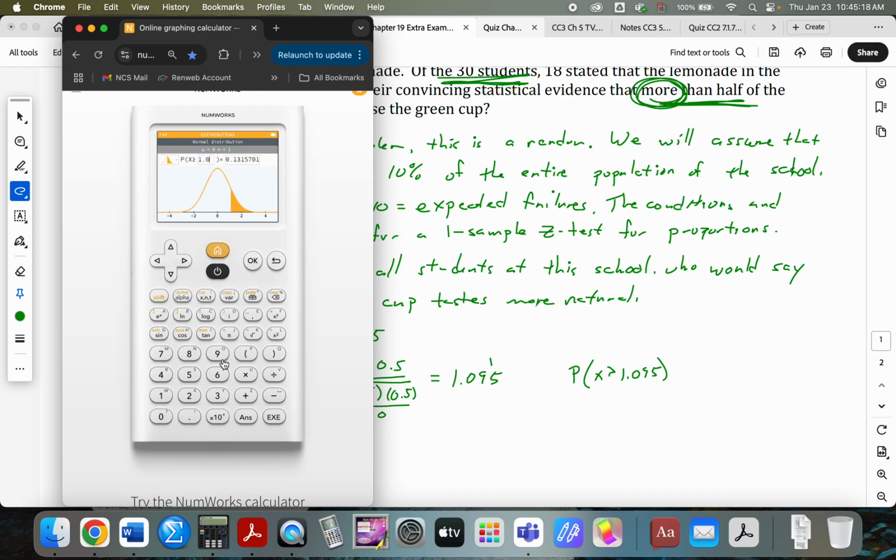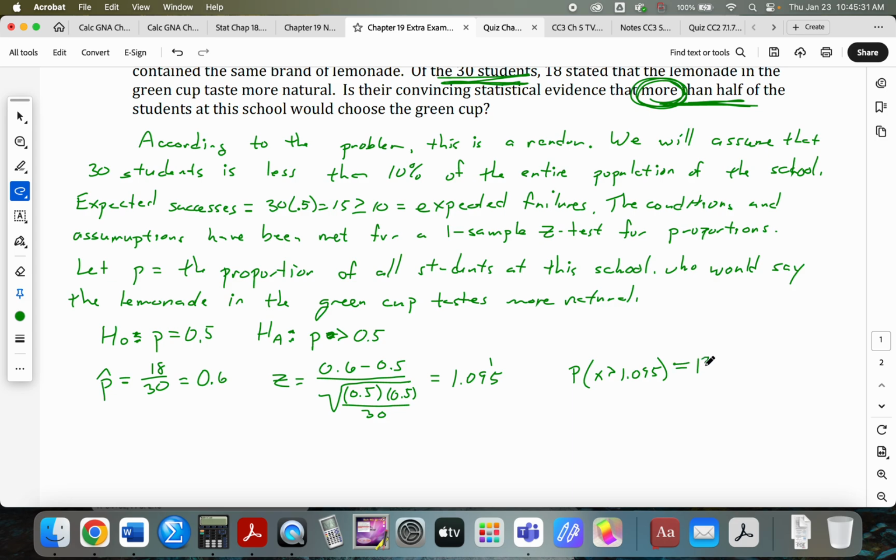About 13.7%. Is that a crazy low percentage? No. Remember, and we'll talk more about this in future chapters, but generally speaking, you're like, okay, 5% is kind of where you start to get, yeah, that could happen, but it's not very likely. That's a sort of typical dividing point.